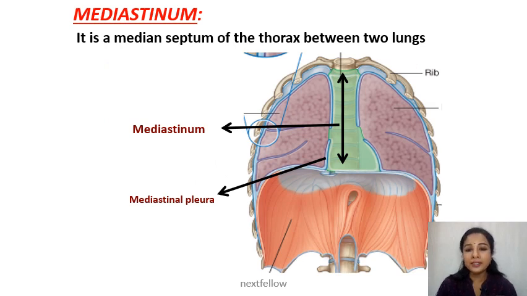Today we are going to discuss the mediastinum. The mediastinum is the gap between the lungs. You can see between the right and left sides, the lungs are lined by the pleura. The outermost lining is the parietal pleura, which is called the mediastinal pleura. On each side, the mediastinal pleura is present, reflecting, and below is the diaphragm. This gap is called the mediastinum, which is the median septum of the thorax between the two lungs.